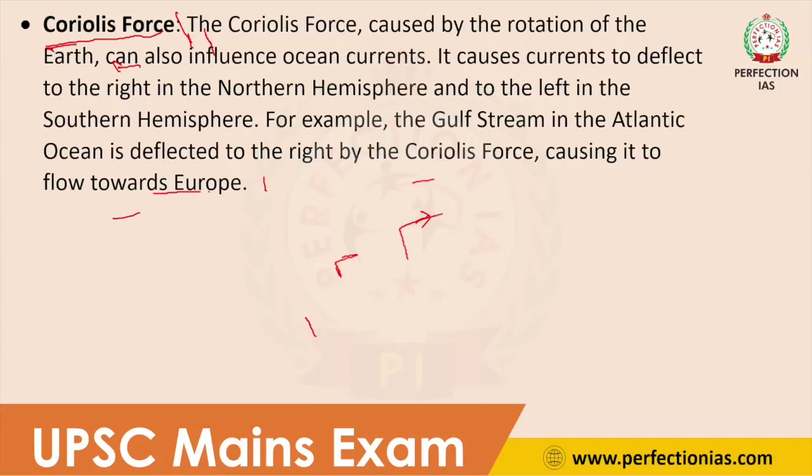to flow toward Europe. If there is no Coriolis force, this Gulf Stream will directly reach Antarctica. So because of this Coriolis force only, the Gulf Stream will deflect toward Europe. So the Gulf Stream is one of the important forces which influence the ocean current. So these are the major forces.